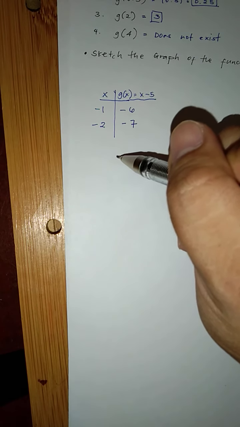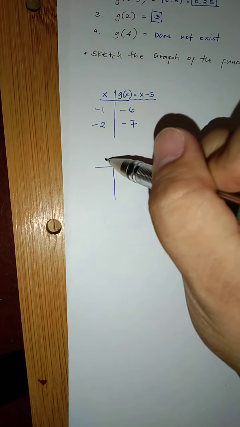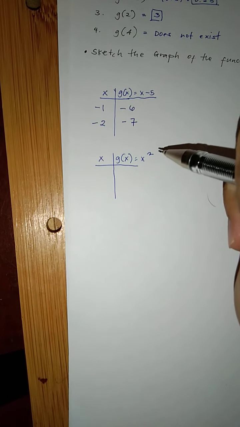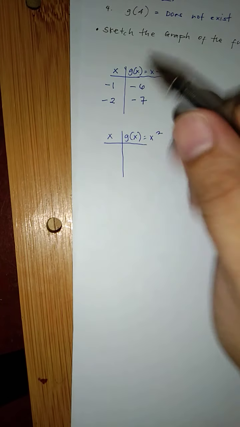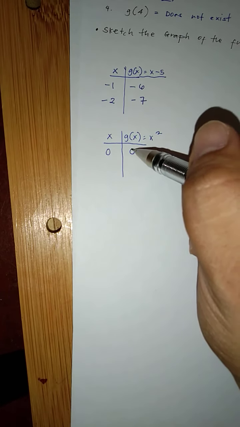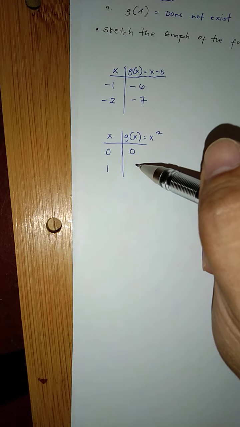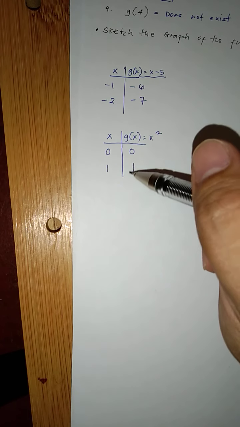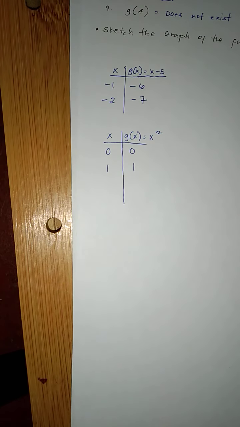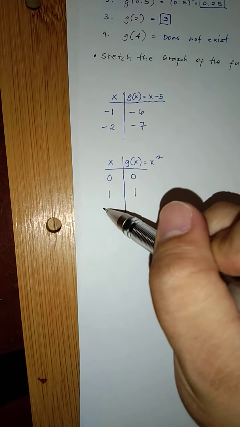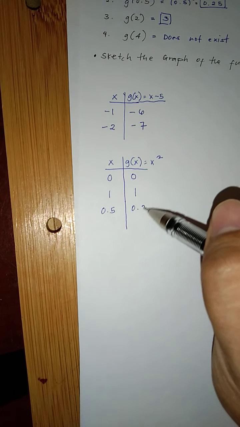So x, then g of x equals x squared. We have here, when x is 0, g of x is equivalent to 0. When x is 1, g of x equals 1. Now, so as to not confuse it with a straight line, we will use a third point that is in between. So we're going to use g of 0.5, which is equivalent to 0.25. So 0.5, this one is 0.25.